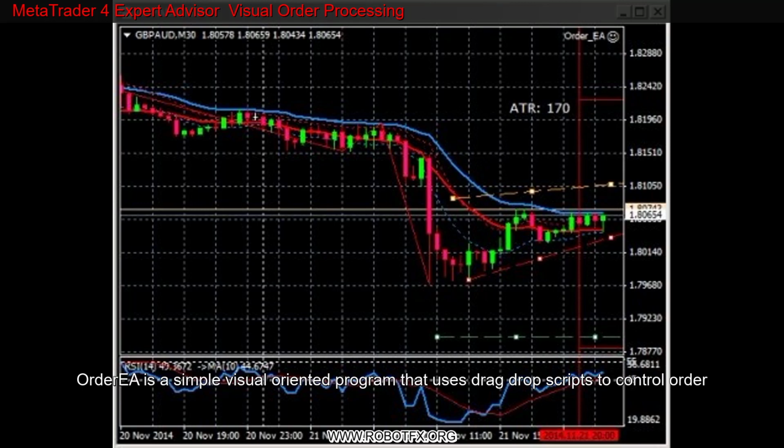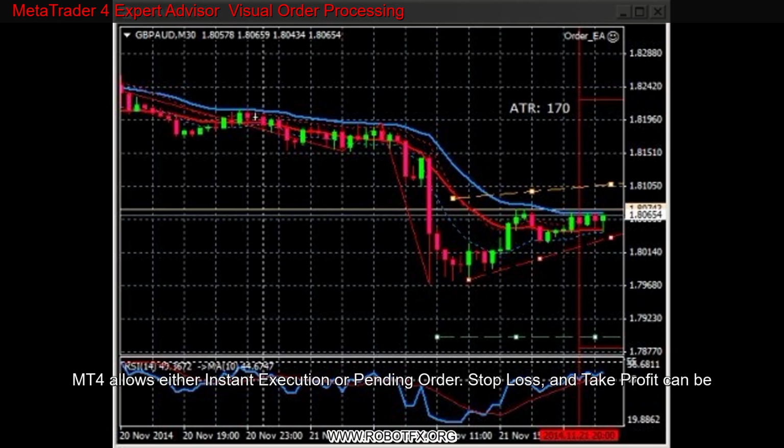Order EA is a simple visual-oriented program that uses drag-drop scripts to control order processing. Take profit and stop-loss trend lines are controlled by the local computer, not the broker's computer. This allows features like one cancels other and automatic closing of the oldest trade without closing all open trades.